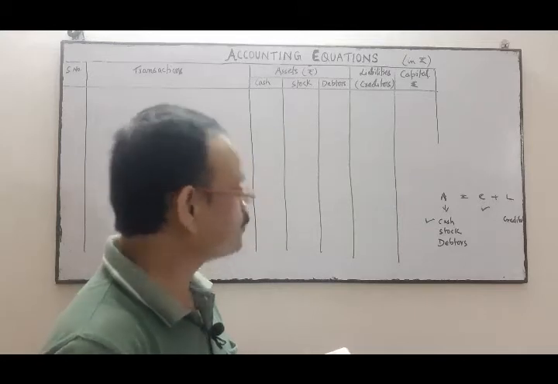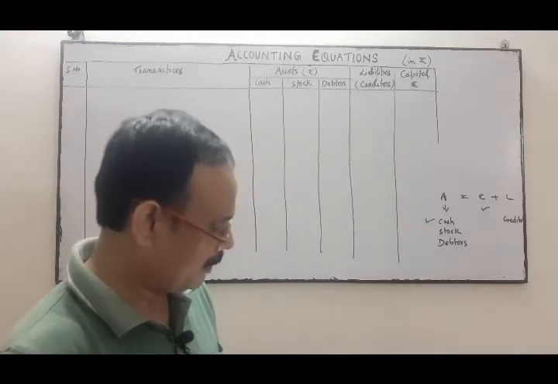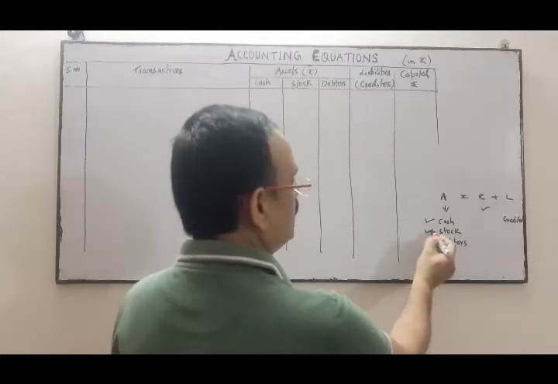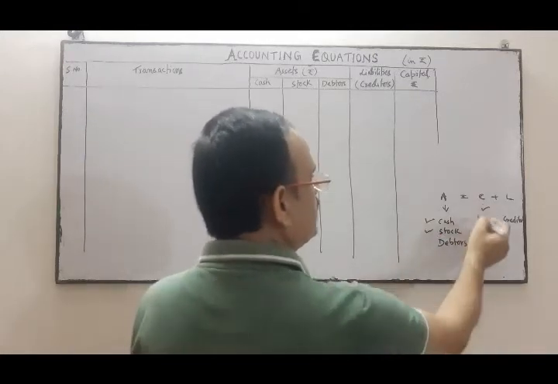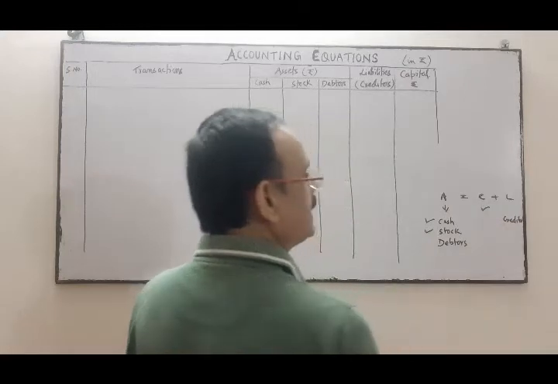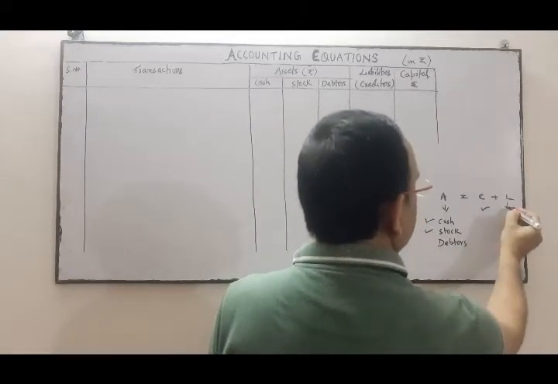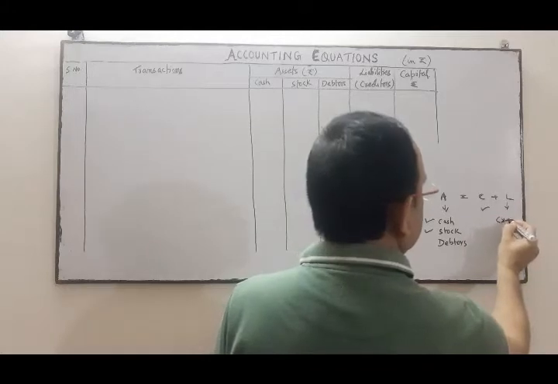Second is purchase goods for cash and on credit. When we purchase the goods, the effect will be on stock on the asset side, and on the liability side the effect will be on creditors.